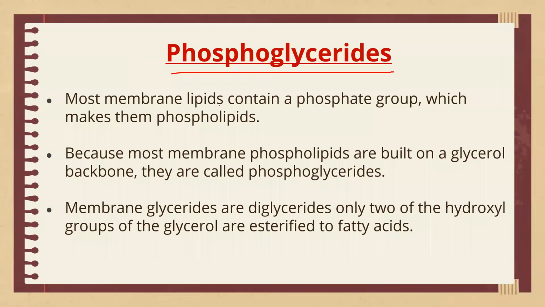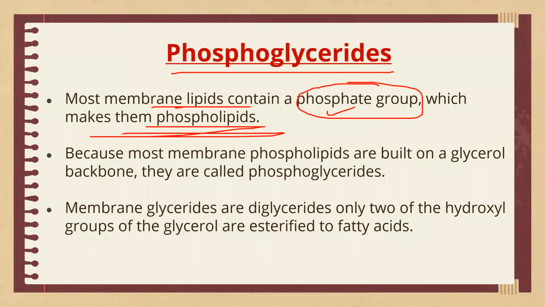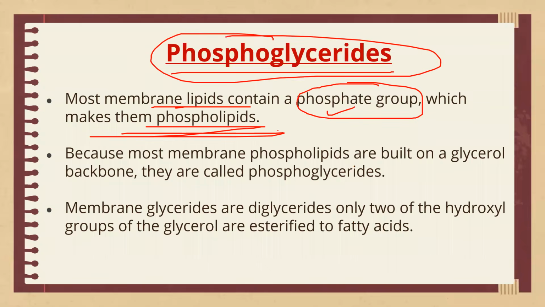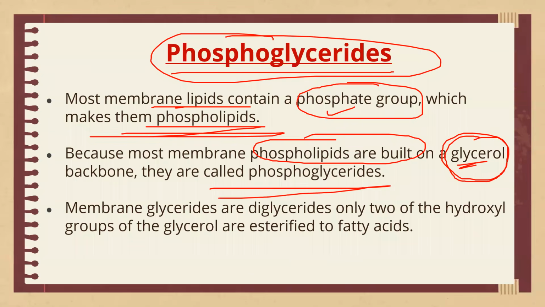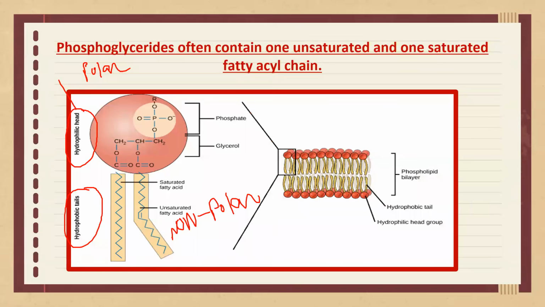Phosphoglycerides. Why do you call it that? Most lipids contain a phosphate group. Correct? It contains a phosphate group. That's why you can call it a phospholipid. Okay, that is good. But then why do you call it phosphoglyceride? The answer is that all these phospholipids are built on a backbone called glycerol. That's why we can call them phosphoglycerides.